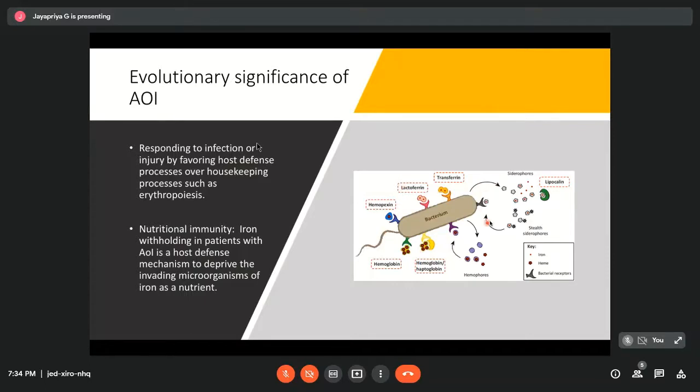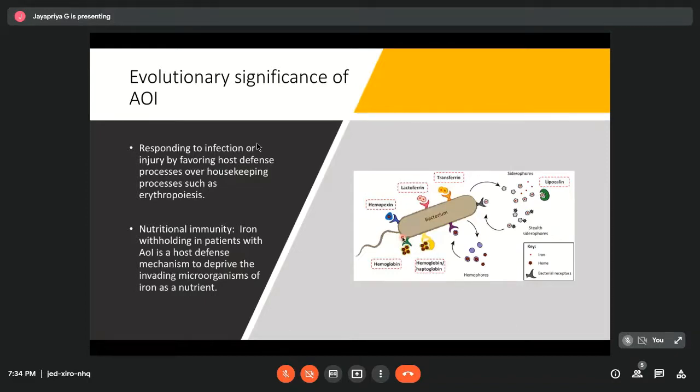So what does our body do in such a condition? The body acts smarter than the microbe. It starts storing all the iron within the reticuloendothelial cells, and it prevents the export of this stored iron into the blood. In fact, it is a defense mechanism that is working here. Now, the same defense mechanism leads to the anemia.